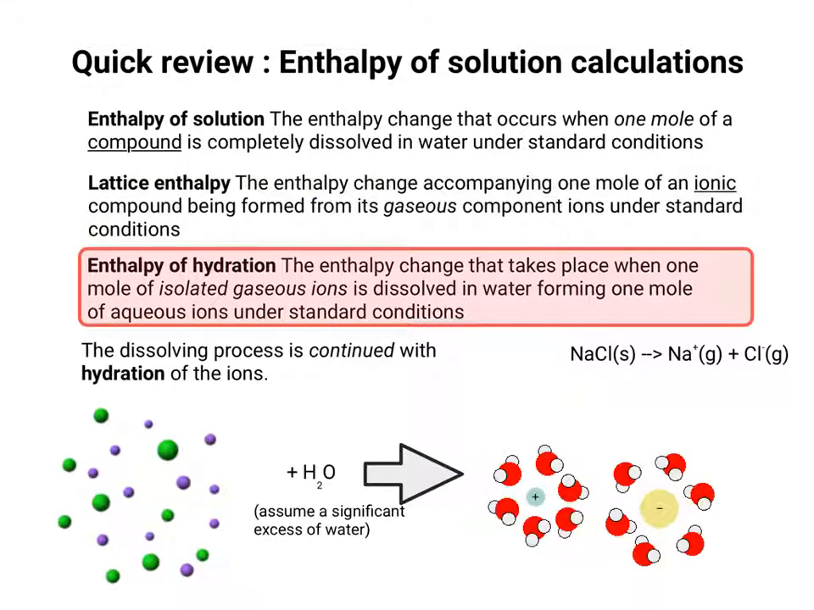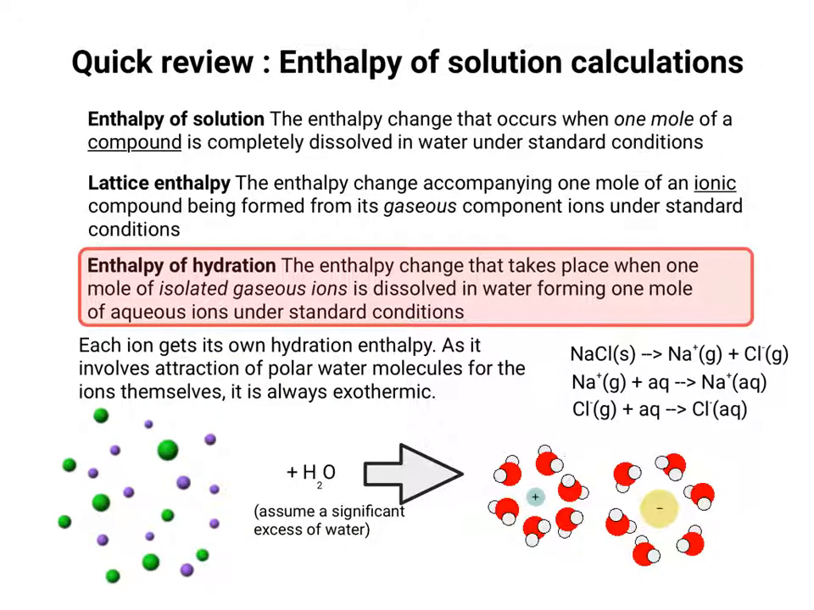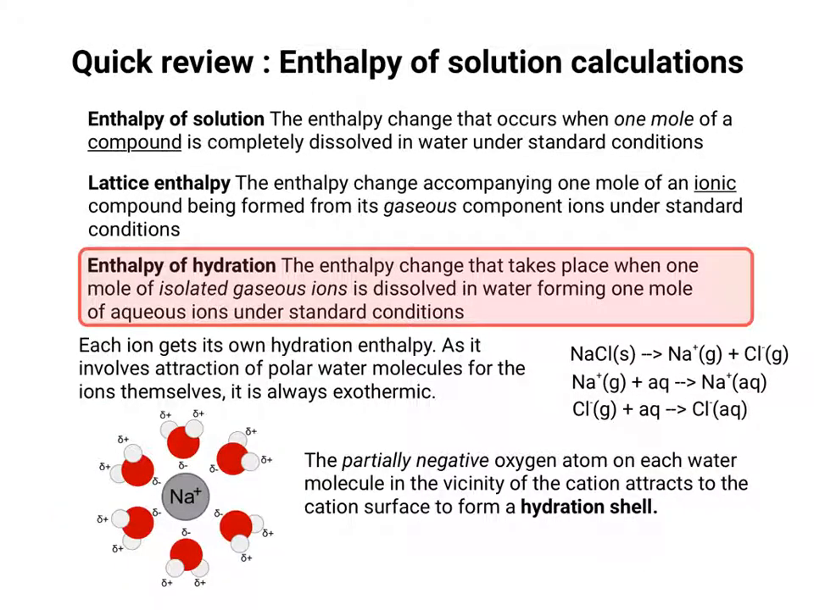So we've got a diagram that shows this. You can take your gaseous ions and mix them with water, assuming obviously a significant excess, and what happens is you get a hydration shell, and each ion gets its own hydration enthalpy, and because it's an attraction, it's always exothermic. And you can obviously therefore write out the hydration of each individual ion as a separate equation. So this process is always exothermic because it's equivalent to an attraction.